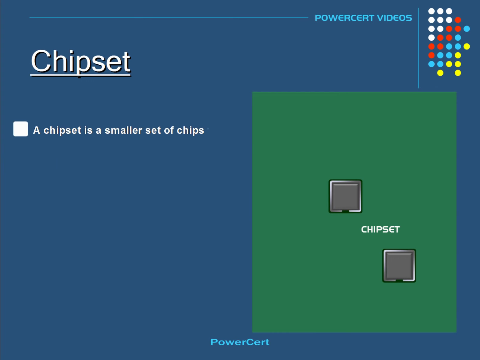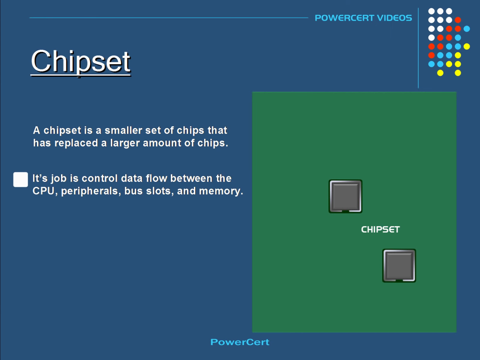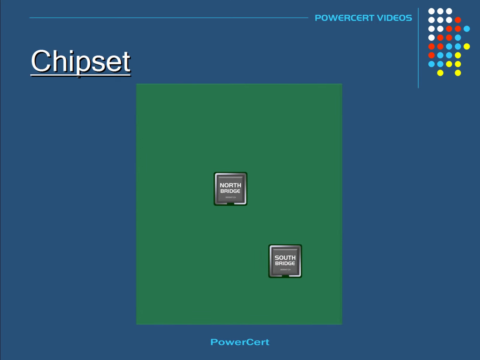A chipset is a smaller set of chips that has replaced a larger amount of chips. The chipset's job is to control data flow between the CPU, the peripherals, bus slots, and memory. So all of the different parts of the computer communicate with the CPU through the chipset. The chipset basically consists of two chips. One is called the North Bridge, and the other is called the South Bridge.